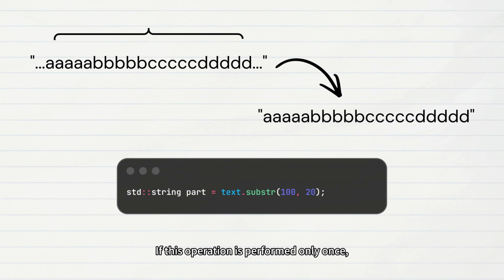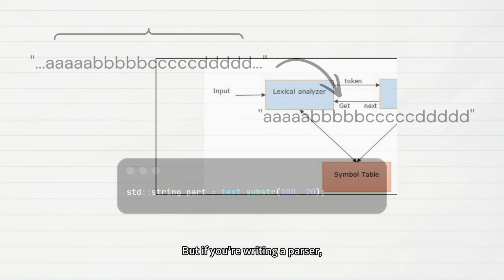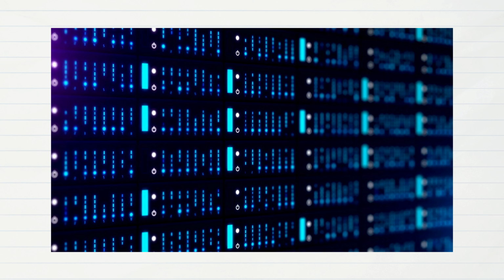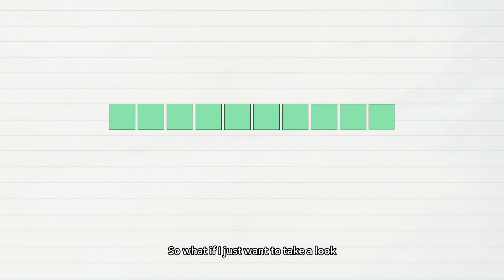If this operation is performed only once, it's not a big deal. But if you're writing a parser, processing logs, parsing network requests, or building a server that handles thousands of requests per second, these seemingly minor copies and allocations can become real performance costs. So what if I just want to take a look at the string rather than owning it? What can I do?